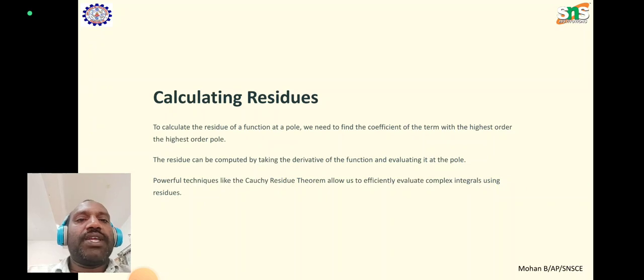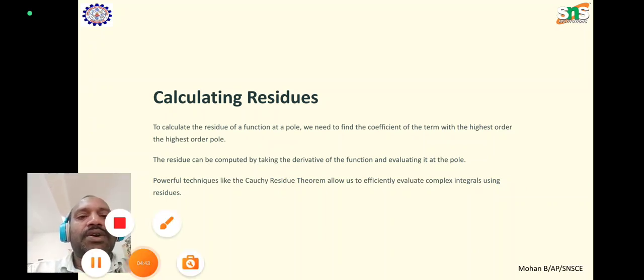A powerful technique like Cauchy's residue theorem allows us to efficiently evaluate complex integration using residues. In calculating residues, we deal with a pole of higher order, take the derivatives of the function, evaluate at the pole, and then Cauchy's residue theorem efficiently evaluates complex integrals using residues.